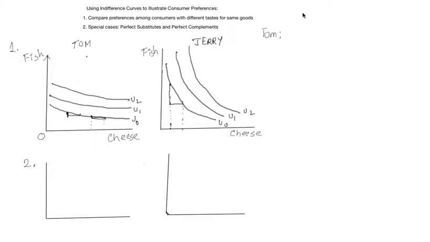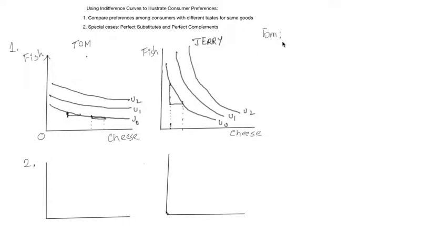Third indifference curve video, where we are going to look at how we can use the tool of indifference curves to represent tastes and preferences of consumers. Let's consider the first scenario, where we compare preferences between consumers who have different tastes for the same goods. So let's consider Tom and Jerry, and the goods that they are consuming are fish and cheese. Note that their indifference curves for the same goods look very different, which means that their tastes and preferences towards these goods are also different.